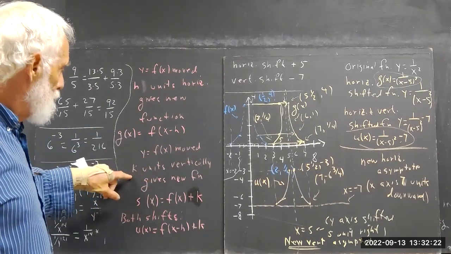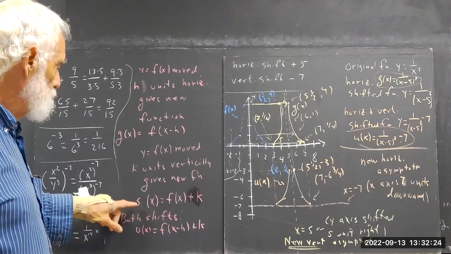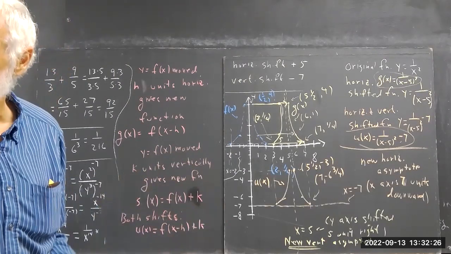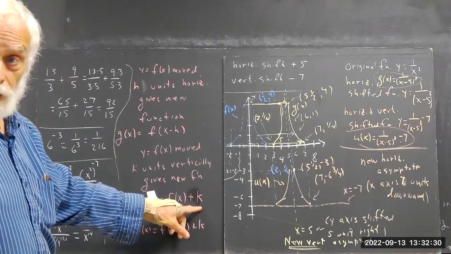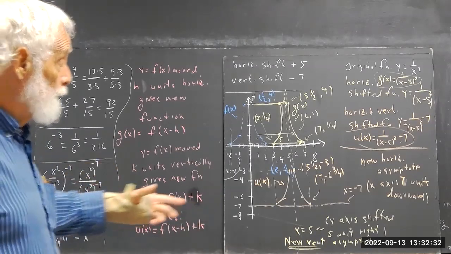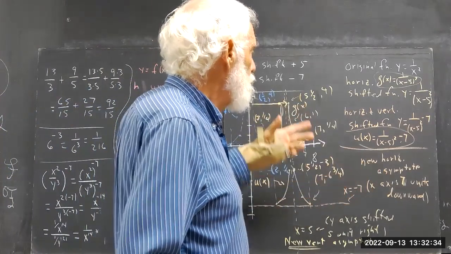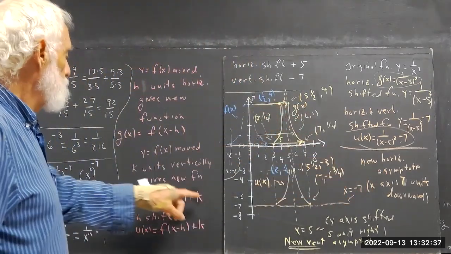It says if we move it k units vertically, then our new function, which we can call s of x, we can use any letter we want, is now f of x plus k. So we did that here. But we didn't actually do it. We didn't do f of x plus k.